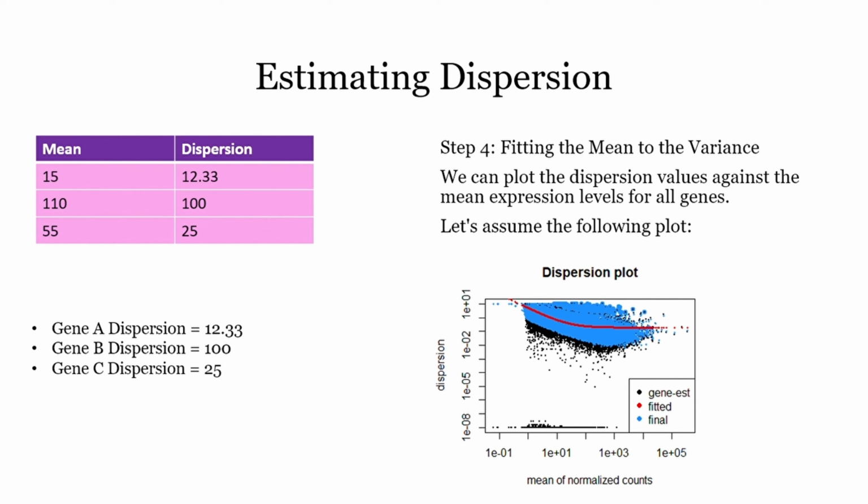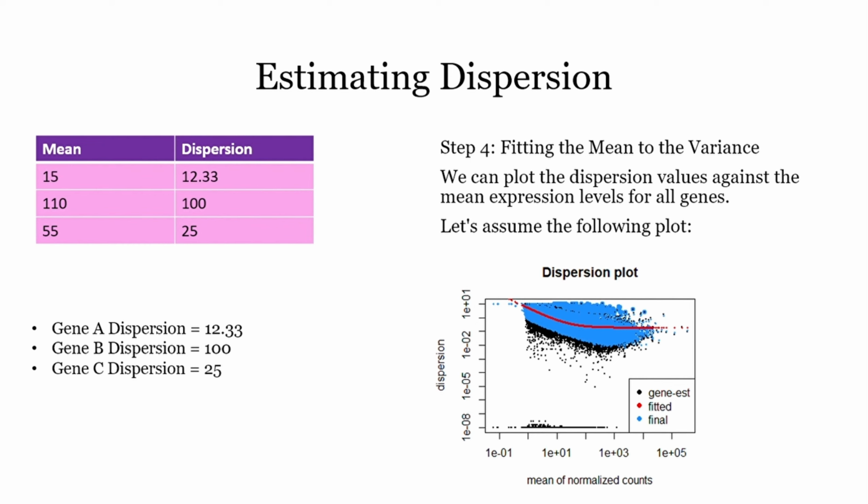A dispersion plot in DESeq2 is a graphical representation of how the variance, which is the dispersion of gene expression counts, relates to the mean expression level. This plot is essential for understanding the spread of data points and estimating the dispersion values used in statistical analysis.